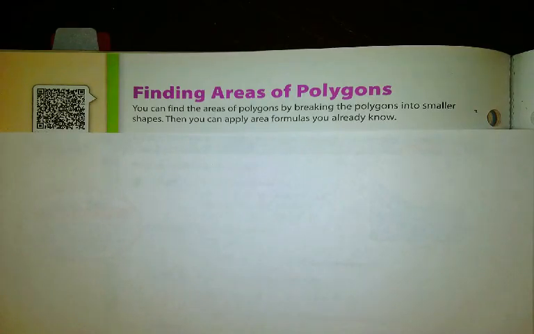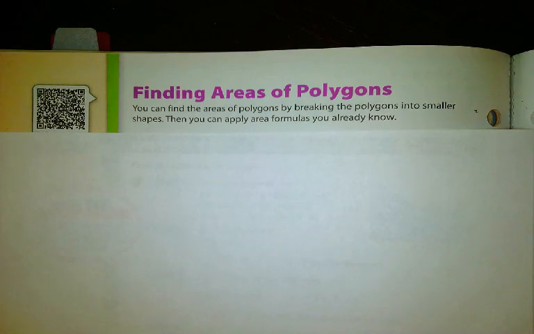So today I'm going over finding areas of polygons. You can find the areas of polygons by breaking the polygons into smaller shapes. Then you can apply area formulas that you already know. And this is for triangles, trapezoids, rectangles, parallelograms, rhombuses. Any one of those will help you to find the entire polygon's area.